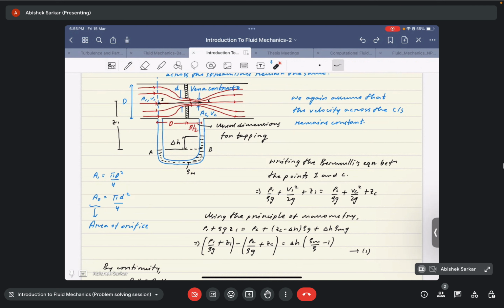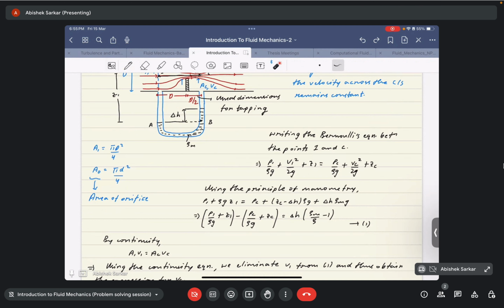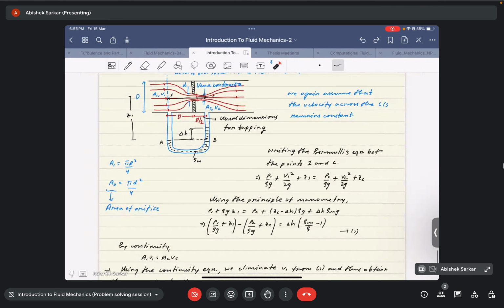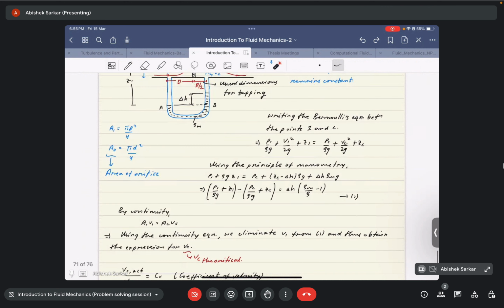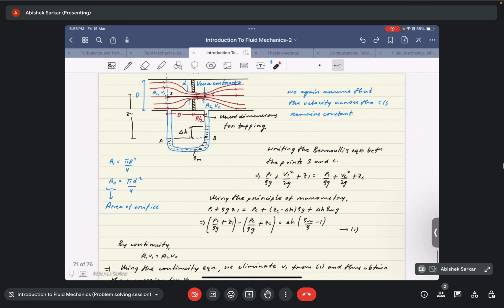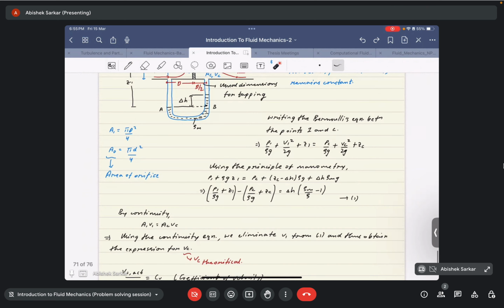Now again, if we apply the principle of manometry between point 1 and C, we can easily write P1 by rho g plus Z1 minus PC by rho g plus ZC is equal to delta H into rho m by rho minus 1. Now we again apply the continuity equation between points 1 and C, so that we can write A1V1 is equal to AC into VC.